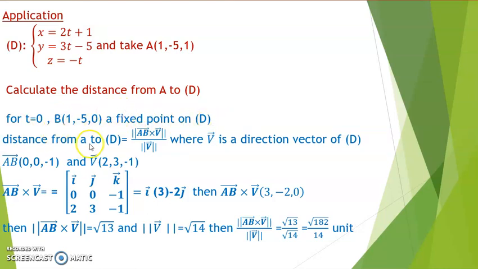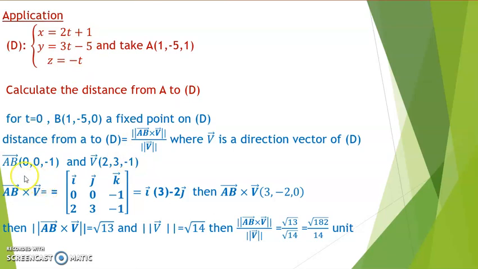The distance from A to D, by applying the rule, is equal to the norm of AB cross V over the norm of V, where V is the direction vector of D. Let's find the coordinates of AB and V. Then AB is (xb minus xa, yb minus ya, zb minus za). We get AB (0, 0, minus 1). And a direction vector of the straight line D from its equation is (2, 3, minus 1).